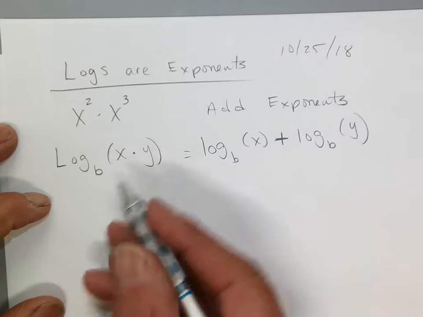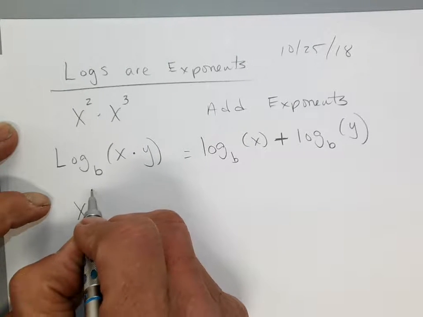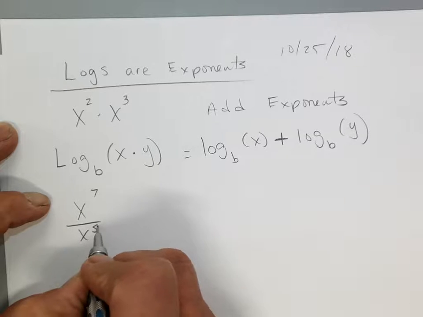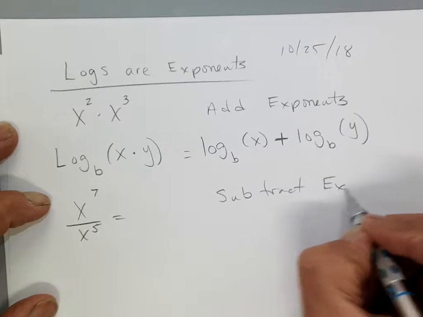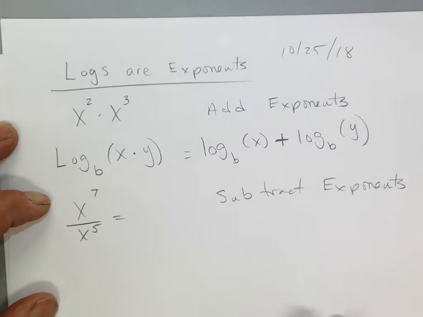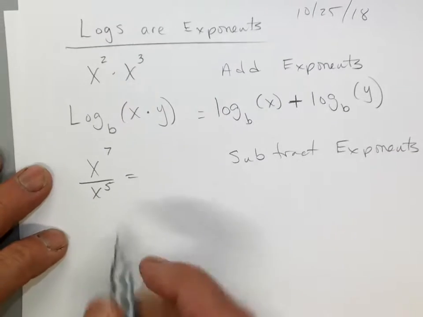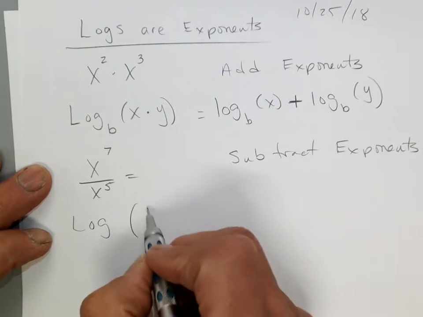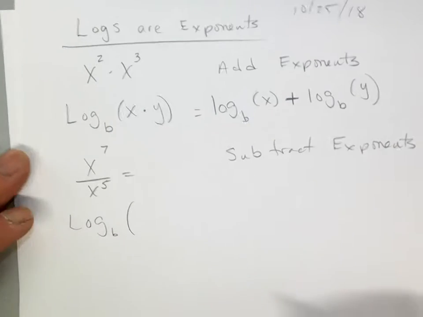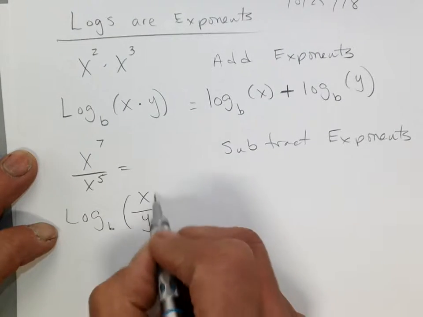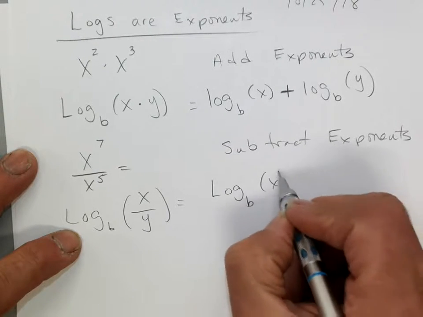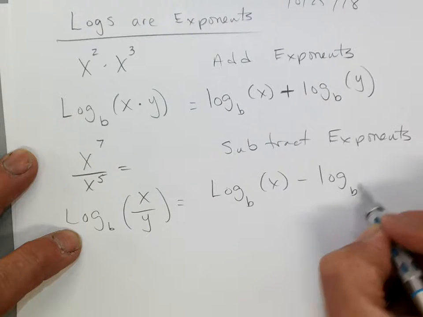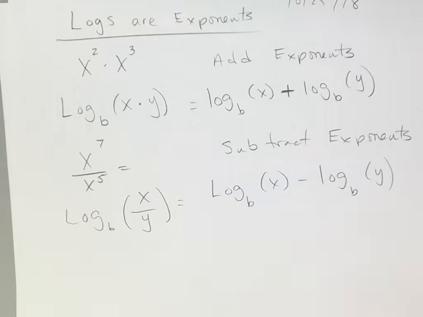Now, we also know, as a rule, if we have, say, x to the 7th over x to the 5th, that we subtract exponents, right? So if that's true, if we have a log of some base b of x over y, we can rewrite that as log base b of x minus log base b of y. Now, one thing to note while you're writing this down is the bases always have to be the same. So here are our rules.